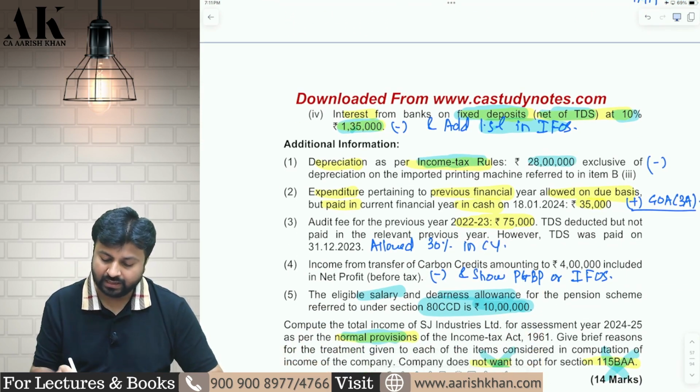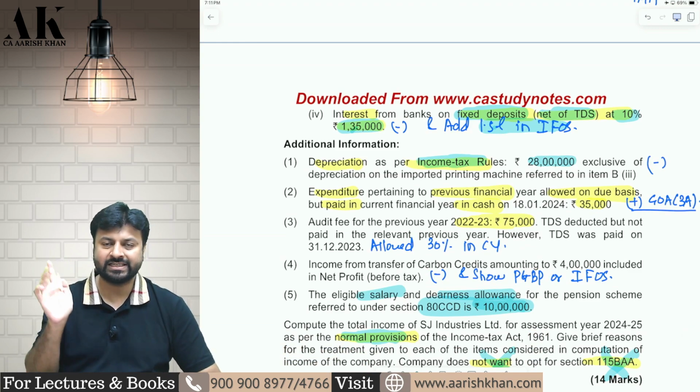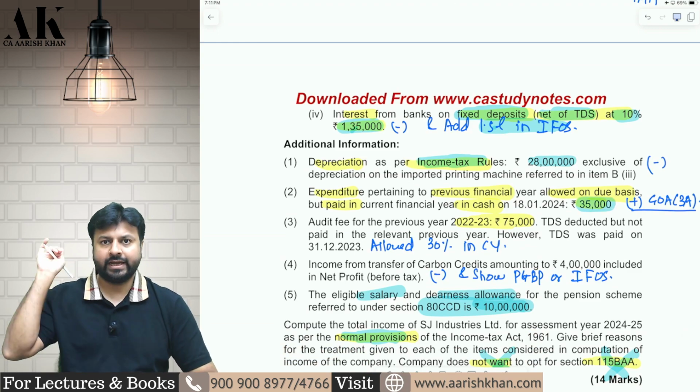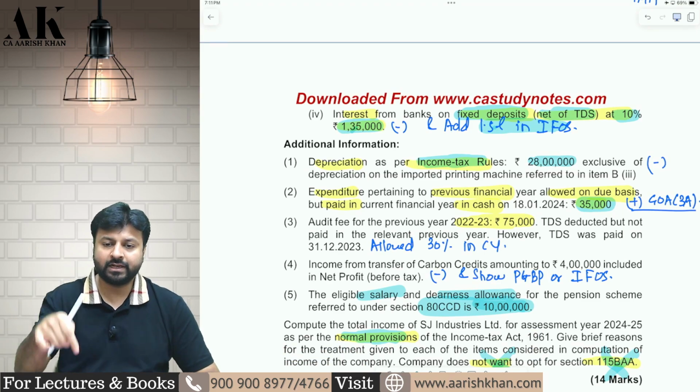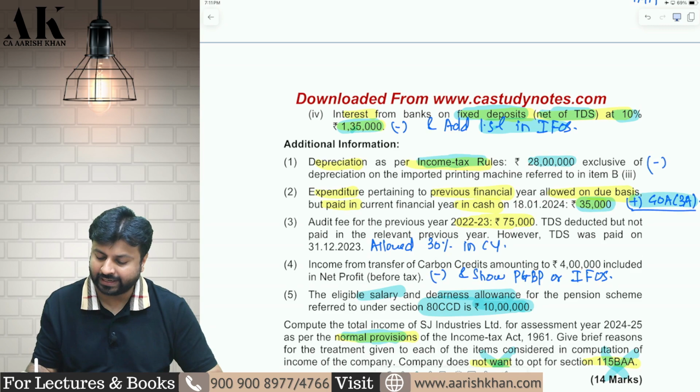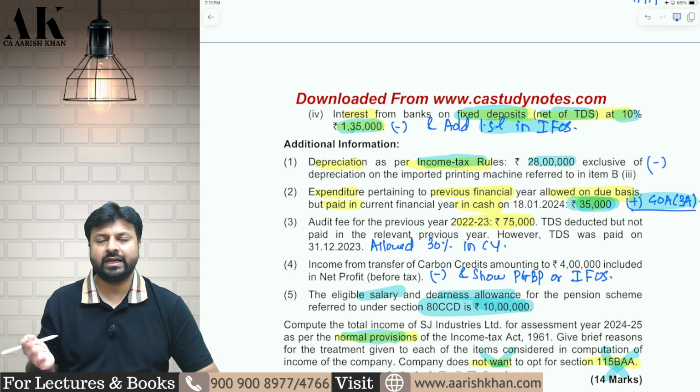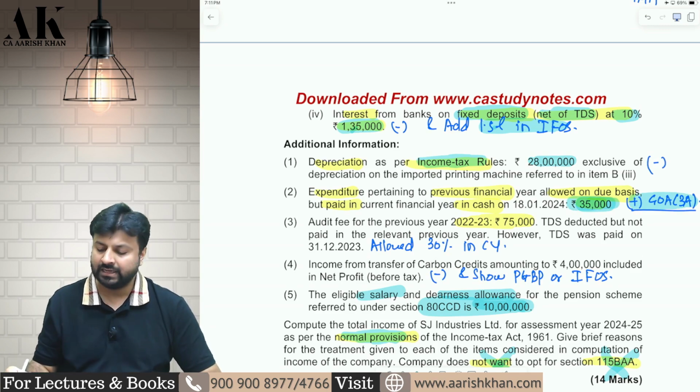Next one, in the last year 35,000 expense was allowed on due basis, but in the current year you are making a mistake by paying in cash. Therefore, that will be disallowed in the current year. It is deemed to be income under section 40A subsection 3A.